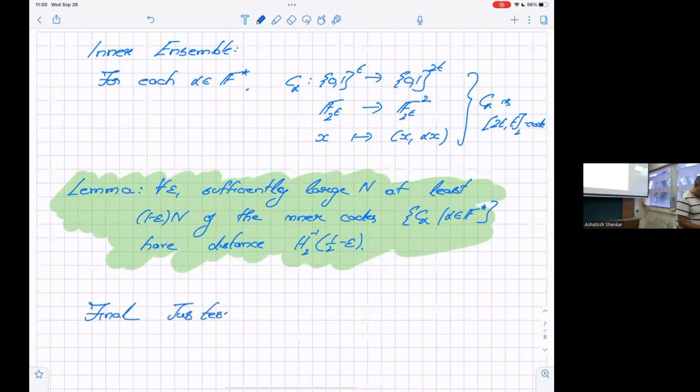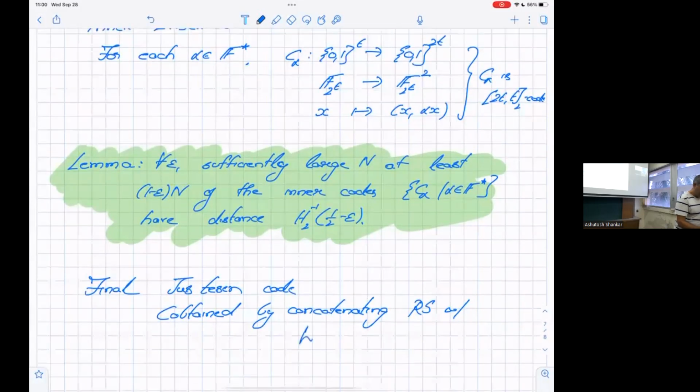Justesen code, obtained by concatenating Reed-Solomon with Wozencraft's ensemble.